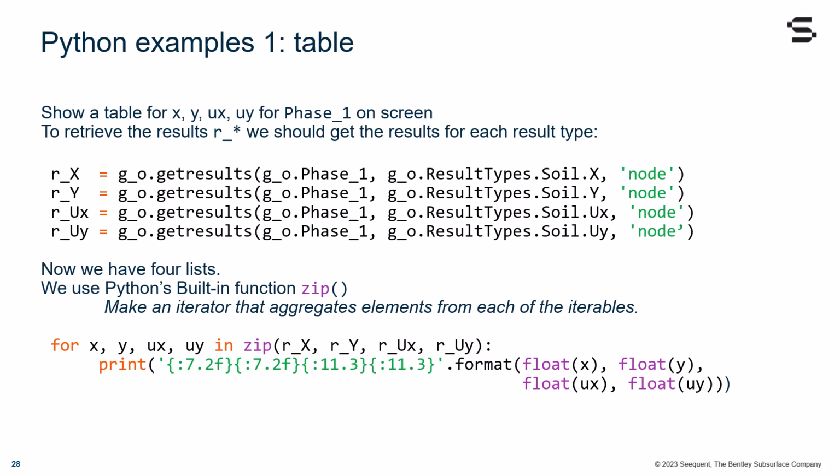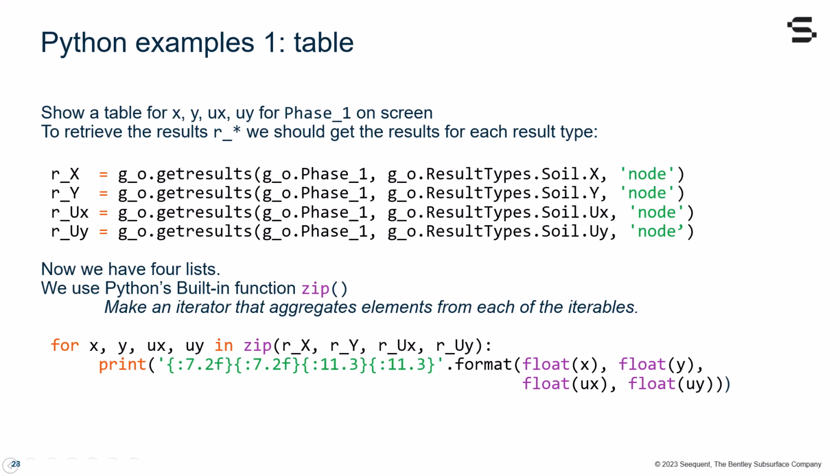Let's see our first example with Python. Here, we want to show a table for X, Y, UX, and UY for phase 1 on the screen. To retrieve the results, noted as R underscore, we should get the results for each result type. This is done on these 4 lines of code using the getResults command for each case for this phase.